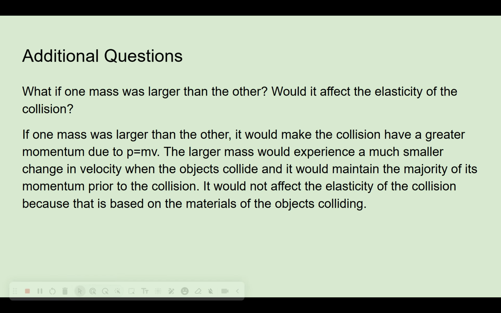Another initial question: if one mass was larger than another, would it affect the elasticity? What would happen? If one mass was larger than the other, it would have a greater momentum due to p equals mv. The larger mass would experience a much smaller change in velocity when the objects collide, and it would maintain the majority of its momentum prior to the collision. It would not affect the elasticity of the collision because that's based on the materials of the objects colliding.